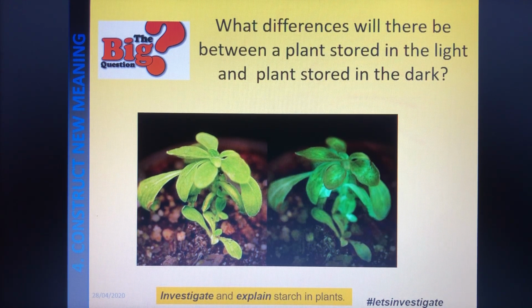Okay, so if we write down our big question, now we could take a moment here to hypothesize, that means to predict with a reason, whether we would find starch in both plants, just the plant that's been in the light, or just the plant that's been in the dark. So thinking about what we already know, where would we expect to find starch? In the plant in the light, in the plant in the dark, in both, or in neither? Have a go at writing down what you think you might find. If you need any extra time, pause now.